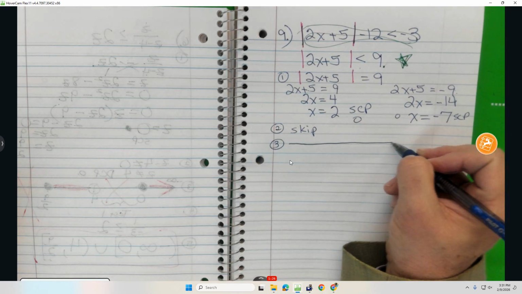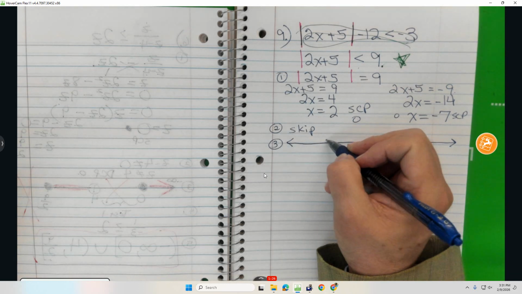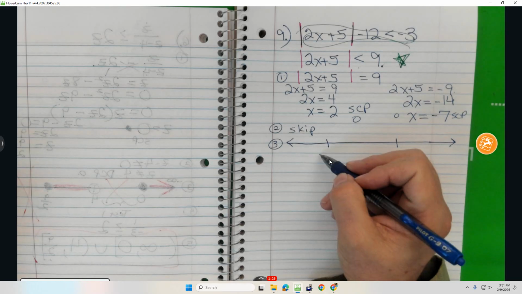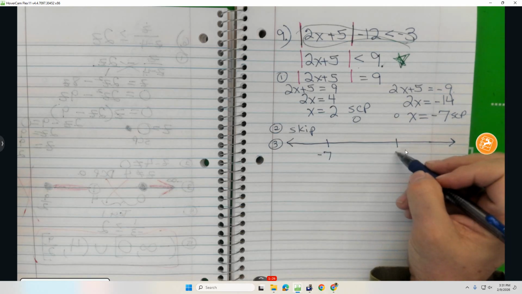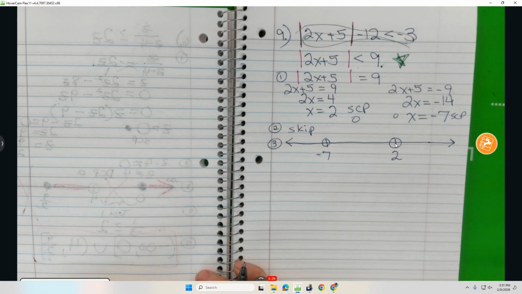Step number 3. I draw the number line there and there, and let's see, which one do I write first? The smaller one is negative 7, and then a positive 2. We said they were open circles.